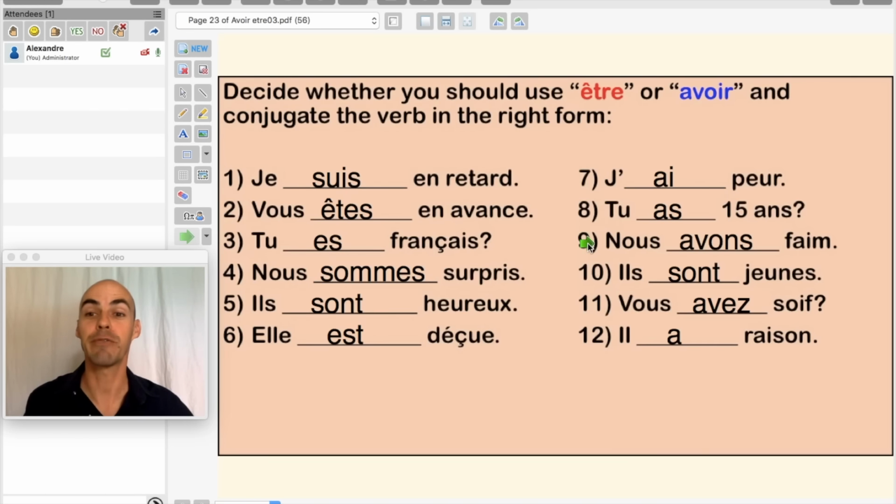Okay. Number 9 is an avoir expression again. It's nous avons faim for we're hungry. We say we have hunger. This is formal. And in informal French, conversational French, we say on a faim. One has hunger. On a faim. Number 10 was ils sont jeunes. They're young. No trick. It's être, like in English. Number 11, again, is an avoir expression. Vous avez soif. You have thirst. D'accord? And the last one, number 12, was il a raison for he's right. We say he has reason. Il a raison. D'accord? That's it for today.